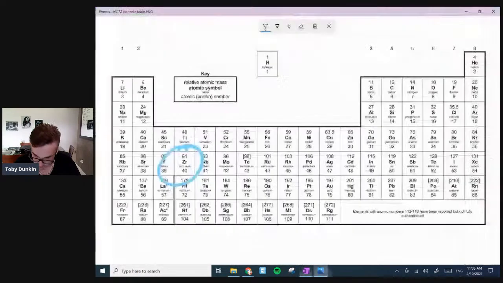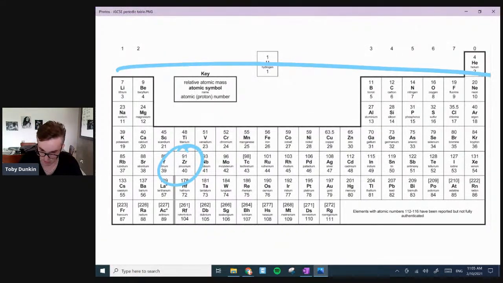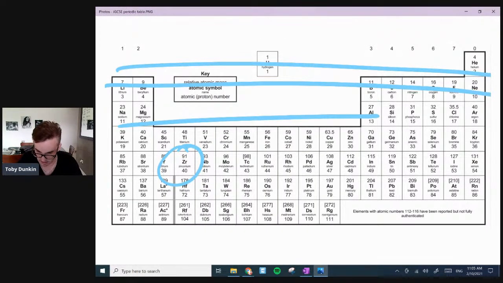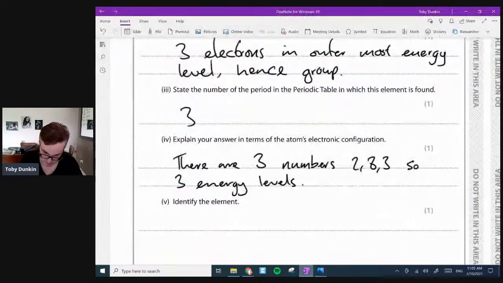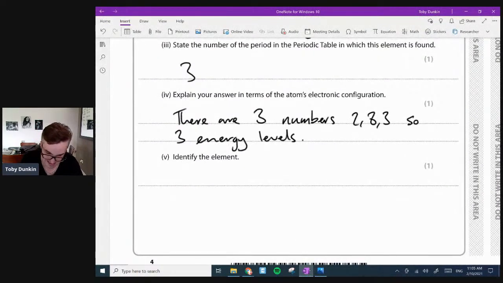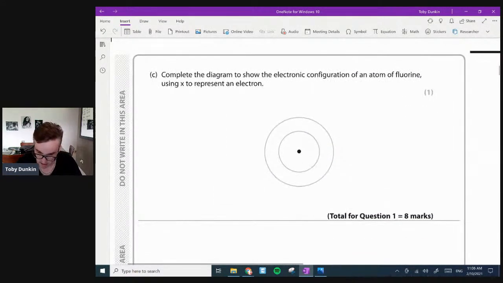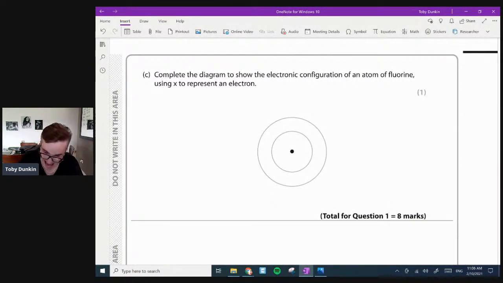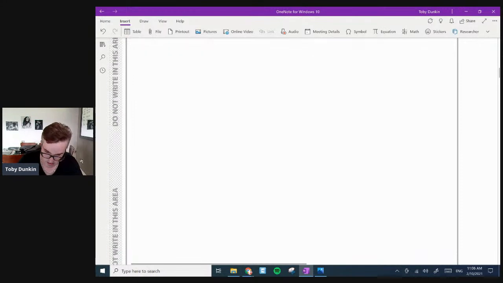Identify the element. 2, 8, 3. Aluminium. It says identify, so we can use symbol or name. So I'm just going to put Al. Complete this for a fluorine atom. Okay, so X to represent your electrons. It's going to have 7 in it. Nice and easy. There we go.